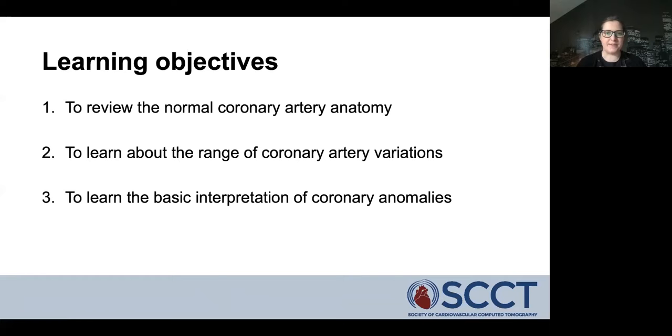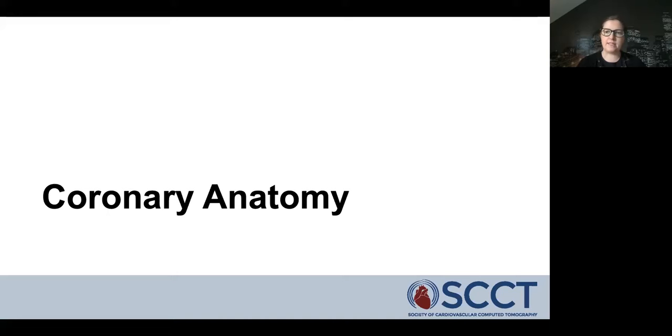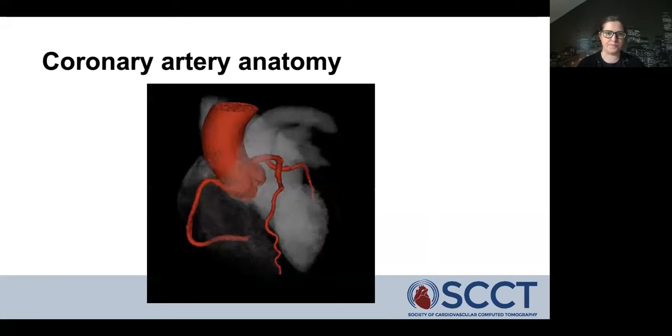And the learning objectives we're going to go through: we're going to talk a bit about the normal coronary anatomy, the range of coronary artery variations, and some of the basic interpretation of coronary anomalies. So let's start with the coronary anatomy, because this is fundamental to everything we do.